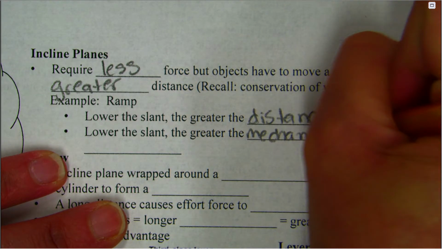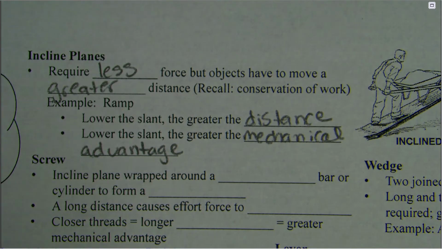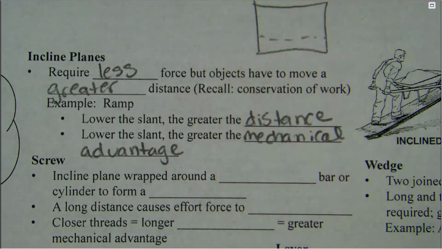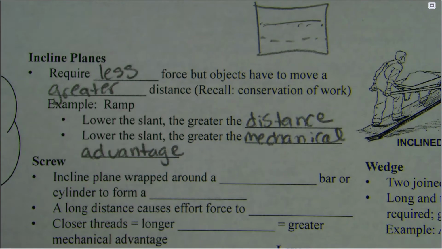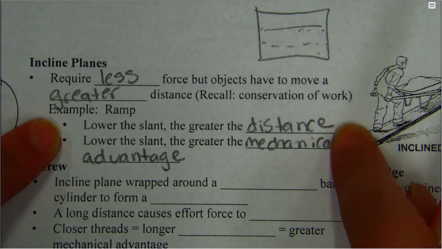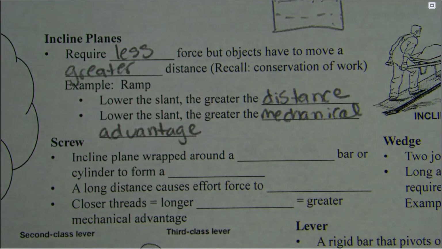There's a specific moving company that advertises that their moving trucks are the easiest to load and unload, and they even show a picture on the back of their ramp distance. They say, here's our ramp distance, and here's the other competitor's ramp distance, which is higher, and they use that as an advertising tool. The reality is, by having this lower slant, we are increasing the distance, but we're also increasing the mechanical advantage.